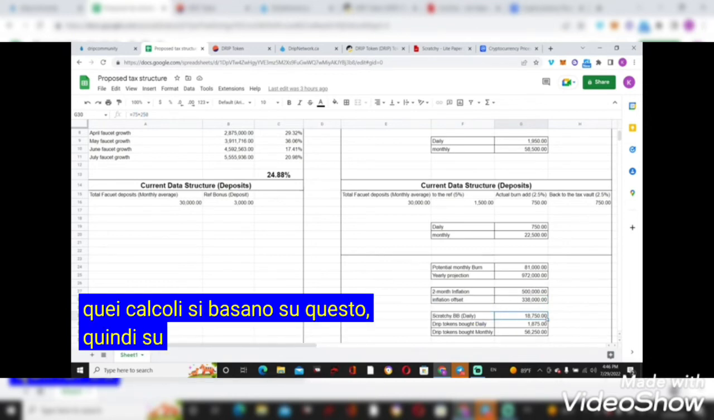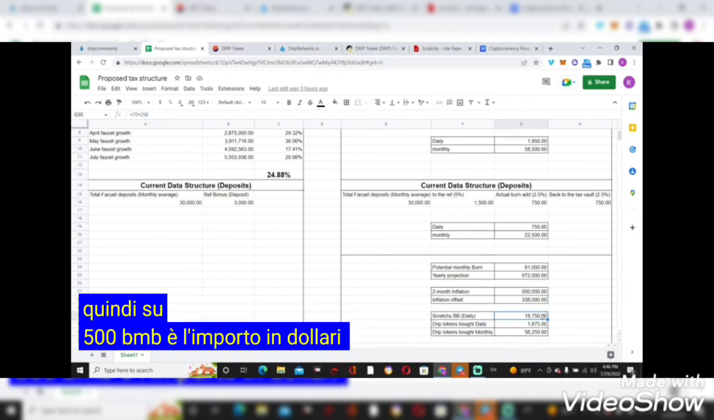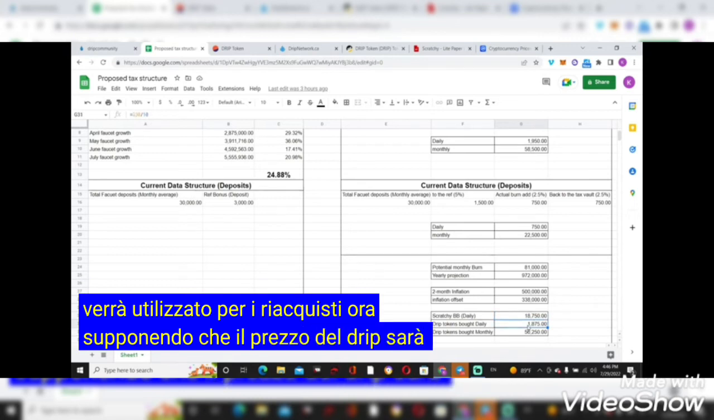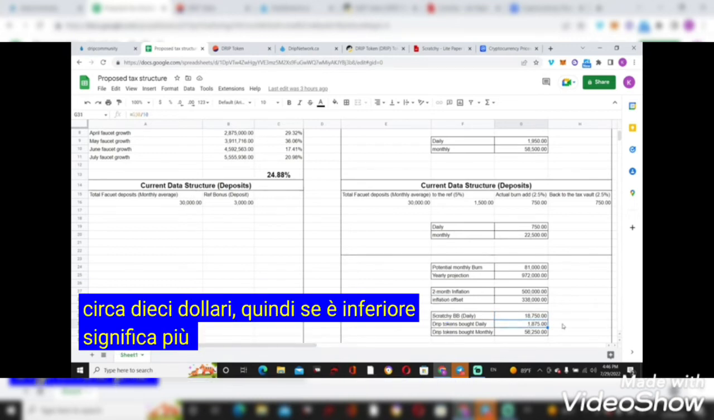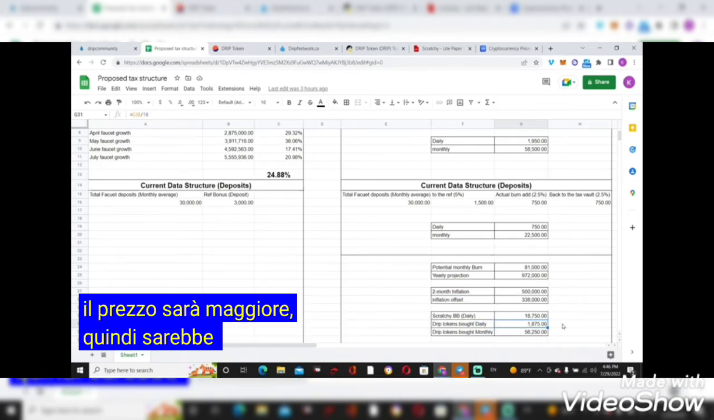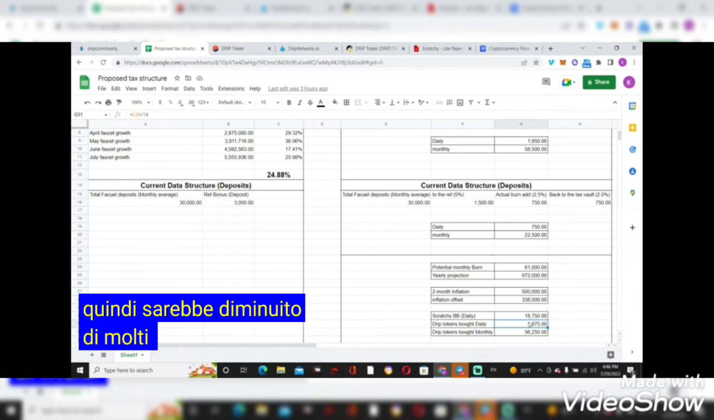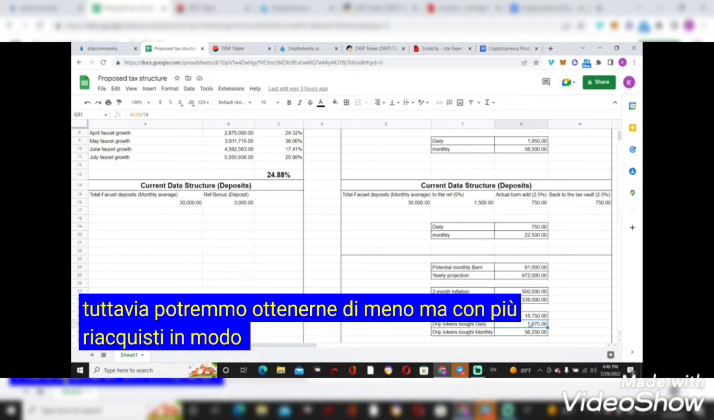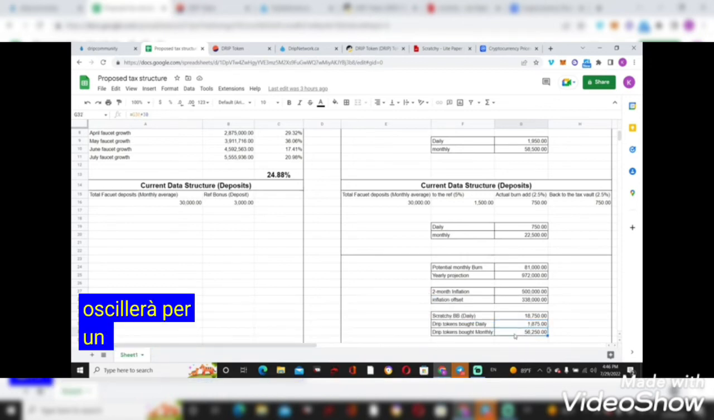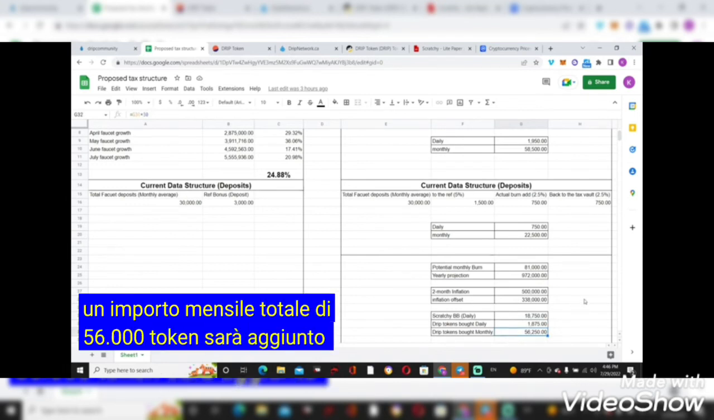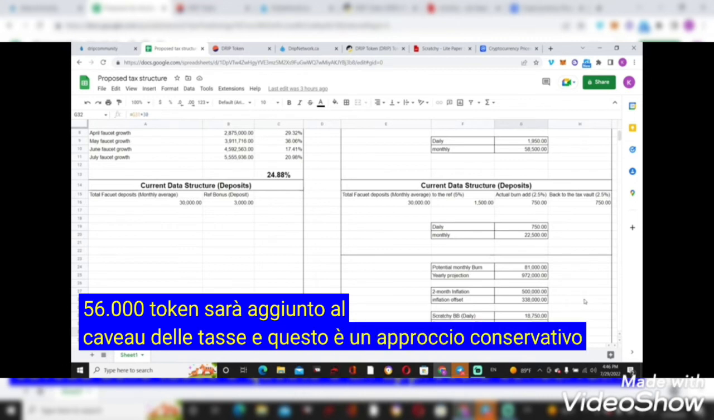So those calculations are based on this. Out of 500 BNB, that's the USD amount that is going to be used for buybacks. Now, assuming the price of Drip will be at around $10, so if it's less, that means more tokens, right? So I increased the price a bit because I assume by then the price will be more. So that would be that many tokens. However, we might get less, but with more buybacks. So that number will also fluctuate. A total monthly amount of 56,000 tokens will be added to the tax vault, and that's a conservative approach.